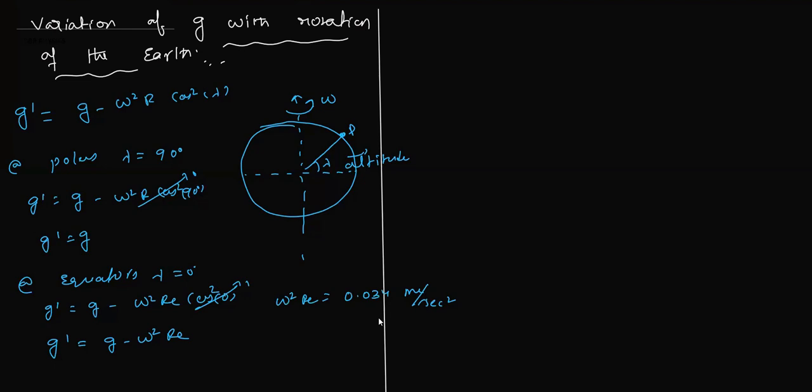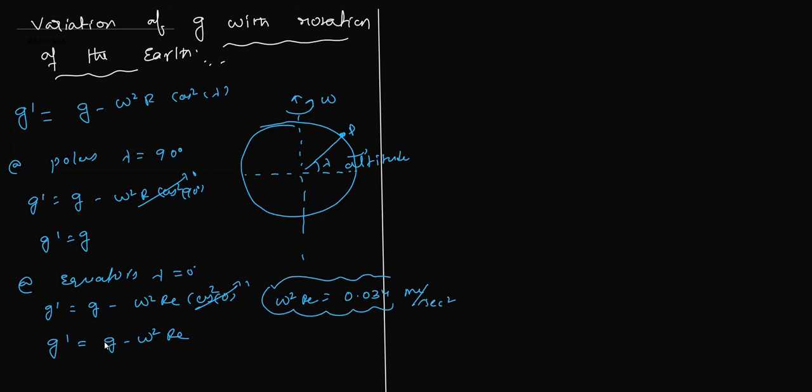How can I tell? By using the dimensional formula, this complete term should be acceleration due to gravity only. To calculate omega square Re, you know Re is 6,400 kilometers, and omega is 2 pi by T, where T is the time period of the Earth to revolve itself, which you have to substitute. Substituting all the values, we get 0.034. For sure, we have to remember this value to minimize calculations. Now we have g dash equals g minus omega square Re.